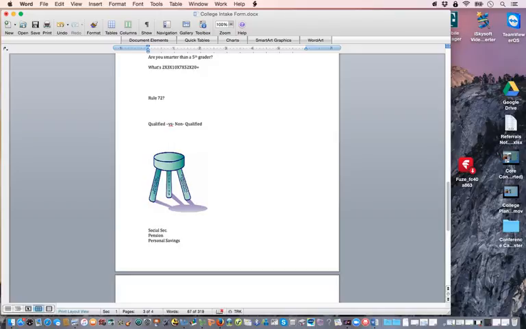The Social Security and pension, be it that your company has one or you create one, are your guaranteed income sources that cover your guaranteed expenses. So we break that portion down for them.